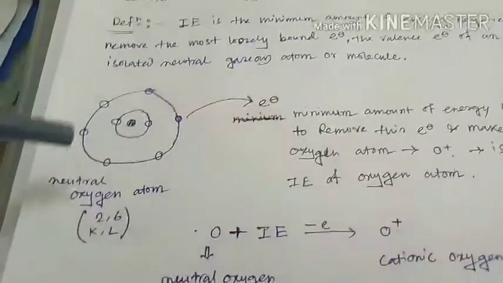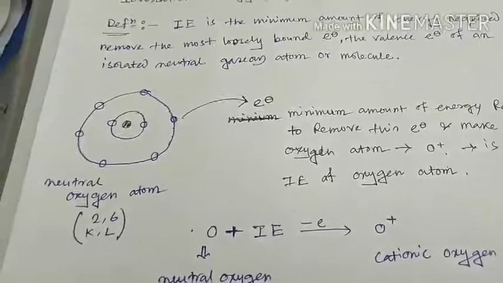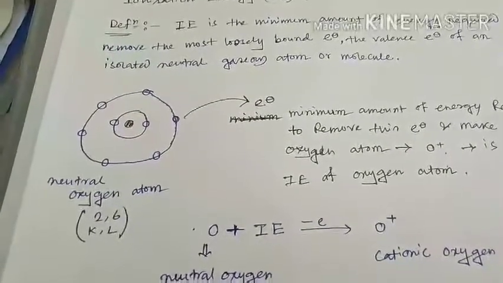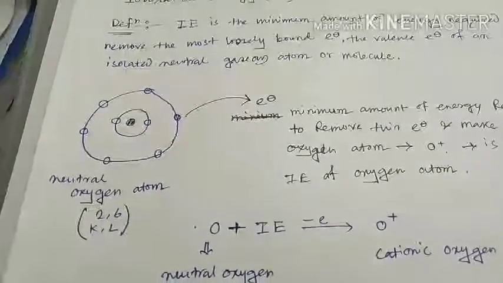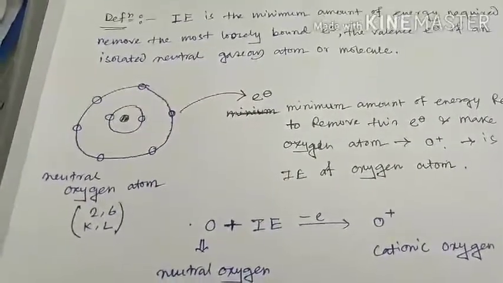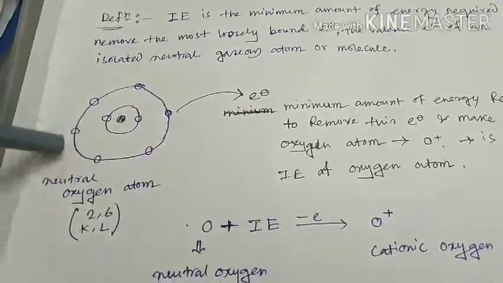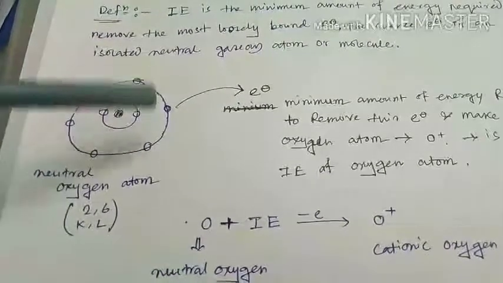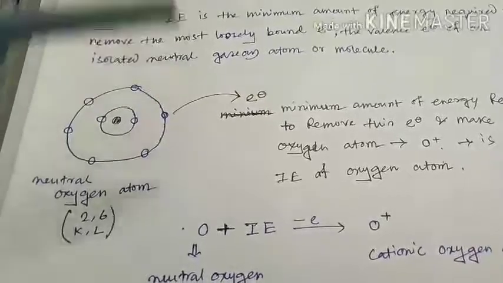So for example, we have taken an atom of oxygen, a neutral atom of oxygen, where the atomic number of oxygen is 8. So 2 electrons are placed in the K shell and the rest, the 6 electrons, are placed in the L shell. Okay, so this is K and that is L. The loosely bound electrons, that is, the valence electrons, are in the outer shell.